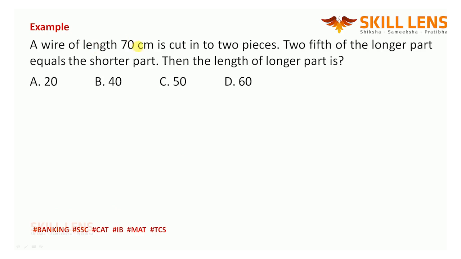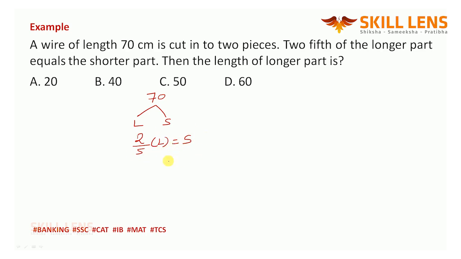A wire of length 70 centimeters is cut into two pieces. Guys, the total length of the wire is 70. 2/5 of the longer part equals the shorter part. So, guys, there are two parts. One is the longer part and one is the shorter part. So 2/5 of the longer part is equal to the shorter part.